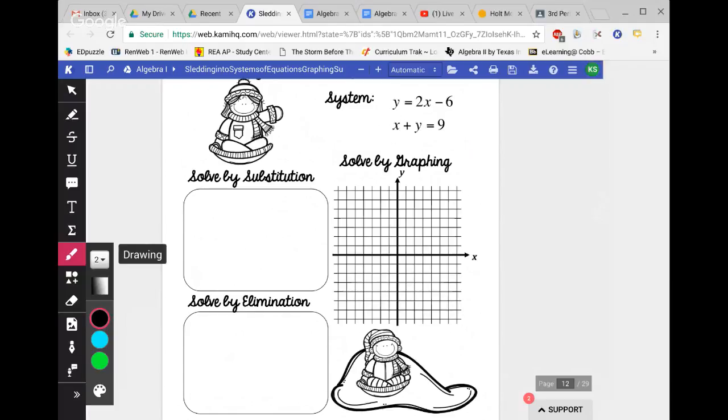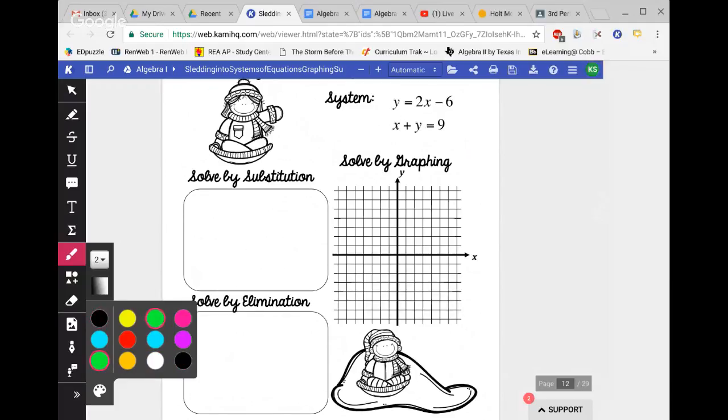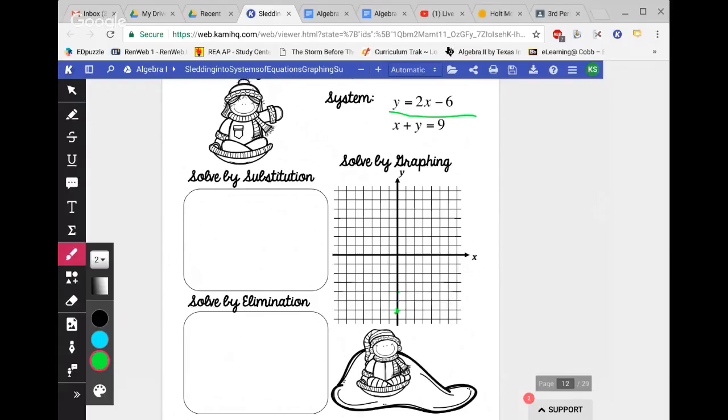Do you want me to graph these with you, or are you good? Sure. That's where I get most confused. Okay, great. All right, I'll be happy to. So the top one is already in slope-intercept form, so let's start with that one, okay? So what's the y-intercept on this one? -6? Yes, ma'am. 1, 2, 3, 4, 5, 6. So I'm going to go down here and mark it. What's the slope? 2. Yes, ma'am. So it's positive.